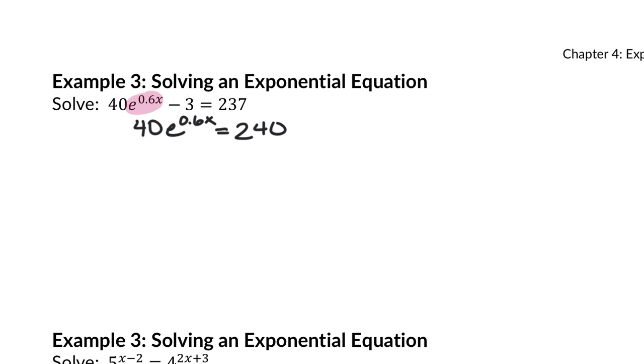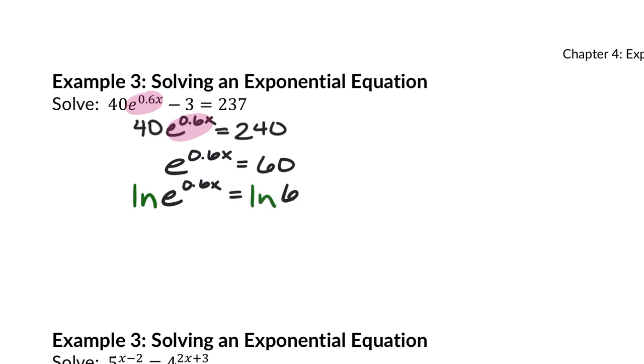And then I think you said the next step already. What is that? Divide by 40. Because again, we're still trying to get the e to the power isolated. So I'm dividing by 40 on both sides. We'd have e to the 0.6x equal to 6. Very good. Yeah, so we're going to do the natural log, and we're lucky this time because we are using base e. It will cancel out that base of e. So we want to take the natural log of both sides. But you're right. These natural log and the e cancel each other out. This is 0.6x equal to the natural log of 60.